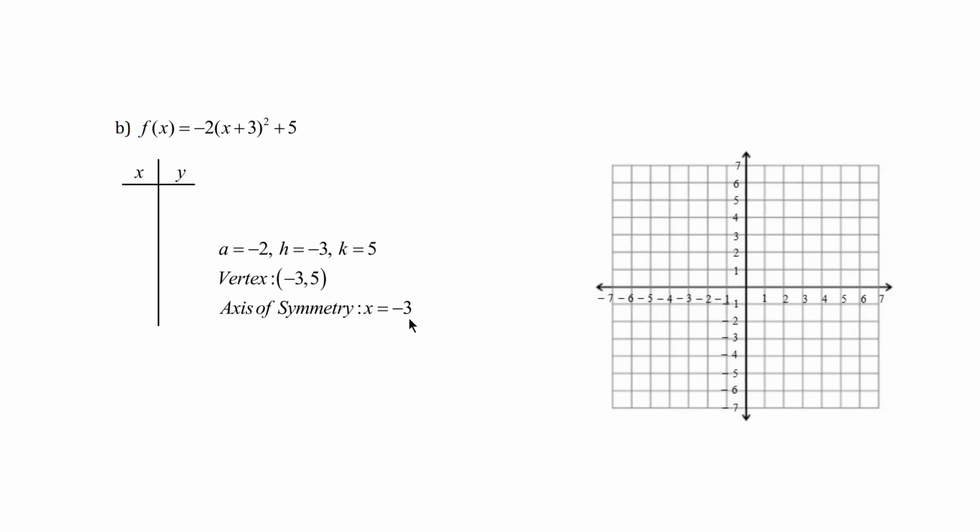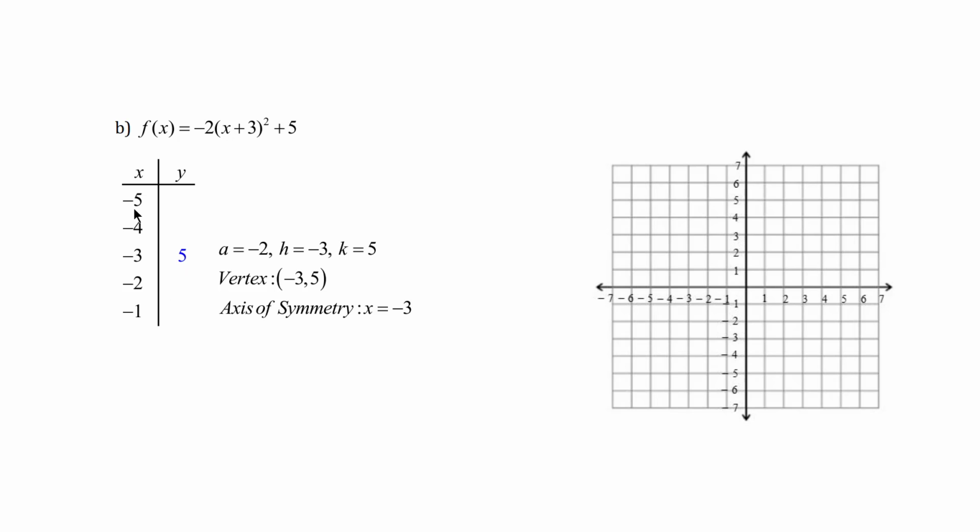This means that our vertex is located at the point parentheses negative 3, 5, and the axis of symmetry is x equals negative 3. For our x and y chart below, we're going to use the x value of negative 3 in the middle, and then pick 2 values above negative 3 and below negative 3. So I picked negative 4 and negative 5, and I also picked negative 2 and negative 1. Next, we need to find the corresponding y values.